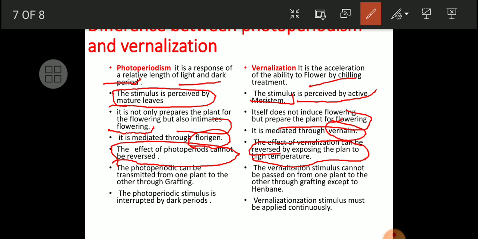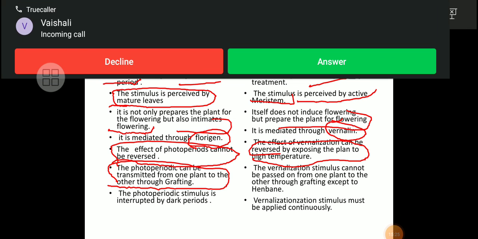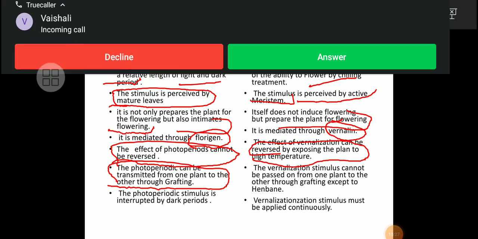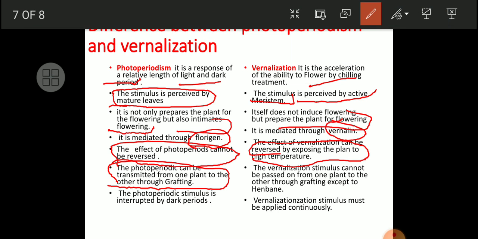Photoperiodic stimulus can be transmitted from one plant to another plant. Suppose one plant is treated with a specific photoperiod. I will give you an example. We have two plants in our hand, A plant and B plant. A plant is a long day plant. B plant is also a long day plant. But A plant we have kept in a short day condition, and B plant we have kept in a long day condition. B plant will flower because it is naturally in the long day condition.